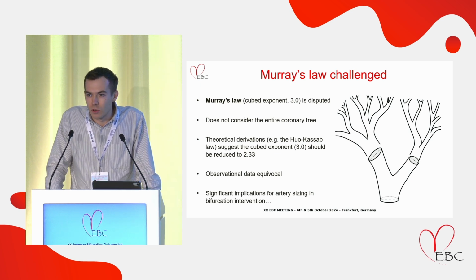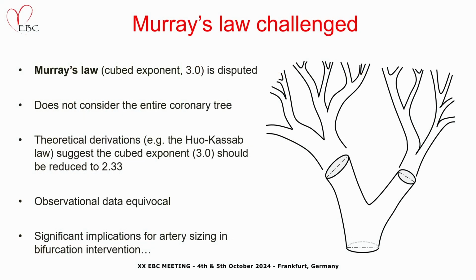There's a large range of numbers ranging from about 1 to over 3.0. And while the difference between 2.33 and 3 may seem small numerically, it can have significant implications for artery sizing in bifurcation intervention.